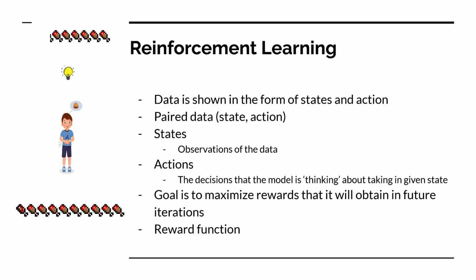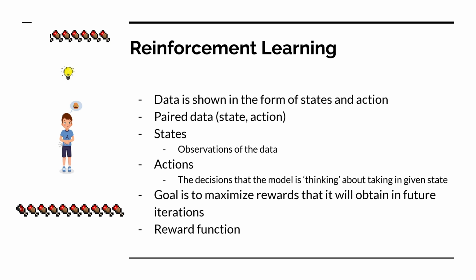Okay, so now reinforcement learning. The data here is shown in the form of states and actions, and this is paired data. The states are essentially the observations of the data. The actions are the decisions that the model is thinking about taking in a given state. Now the goal of reinforcement learning is to maximize the rewards that it will obtain in the future. So this is where we introduce something called the reward function.